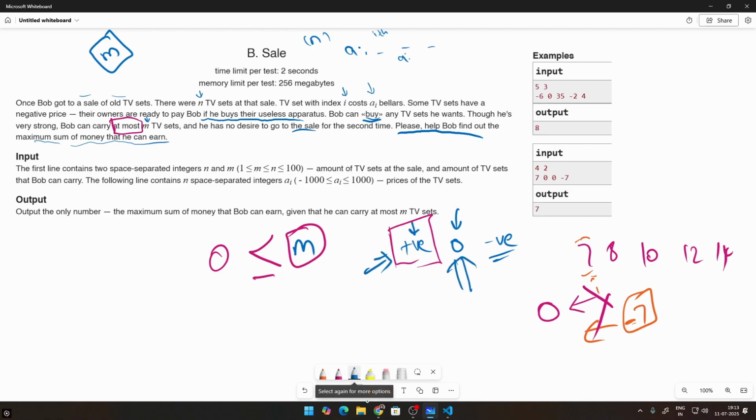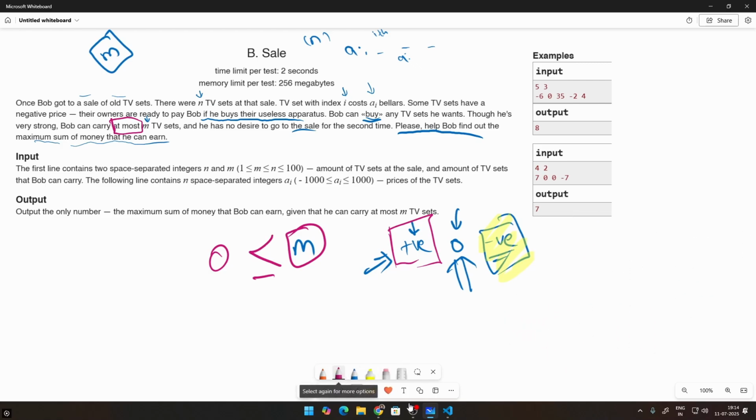What about 0? It doesn't matter at all whether we keep this or not, because again, at most m, what is this 0 going to do for us? Then we'll come to the negatives. These are the TVs that we're supposed to take. Now I'm going to rewrite the same question. I'll say -1, -2, -4, -8 probably, and then -16. Now, say Bob can carry at most 2 TV sets. What sets do you think Bob should carry here? -16 and -8, which will be -24.